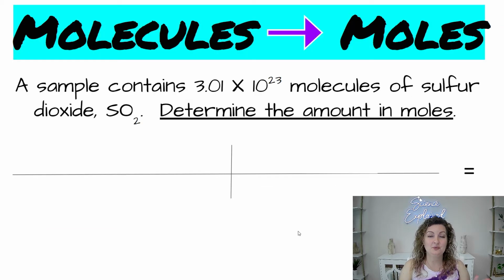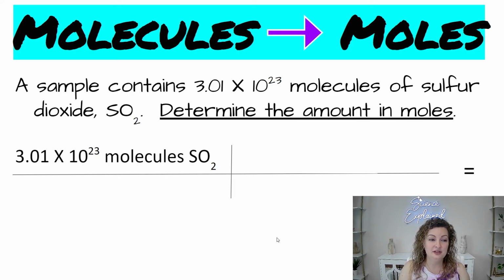Let's try another one. We're going from molecules to moles. A sample contains 3.01 times 10 to the 23rd molecules of sulfur dioxide, SO2. Determine the amount in moles. So we need to start with what we know, which is the 3.01 times 10 to the 23rd molecules of SO2. Diagonal down has to be the same unit so we can cancel it out. So it's going to end up being molecules, and we want to go to moles.